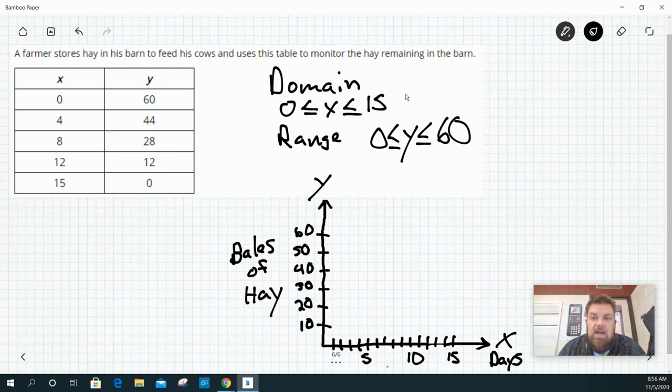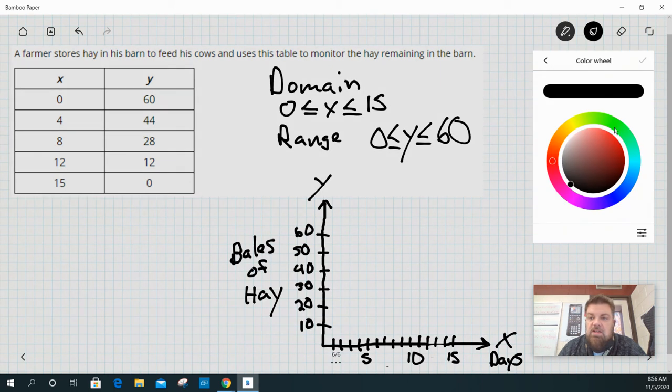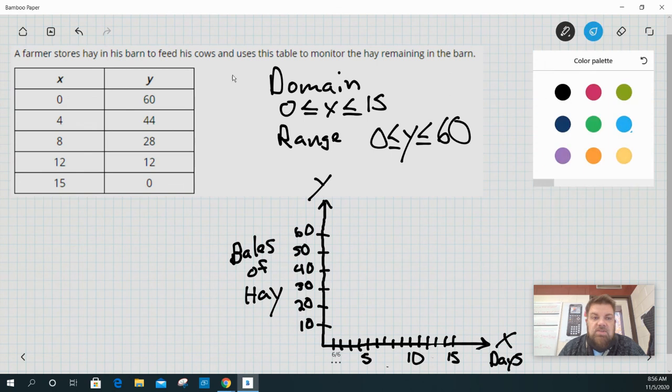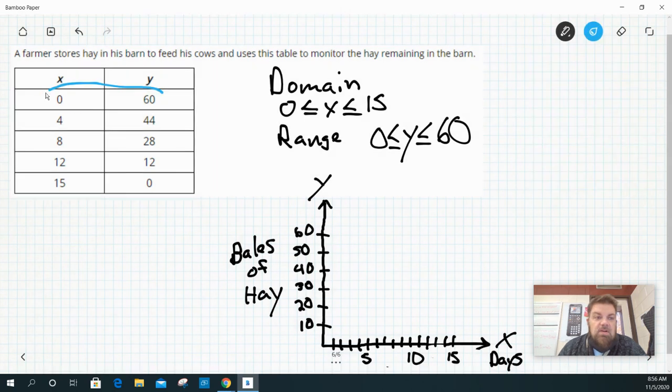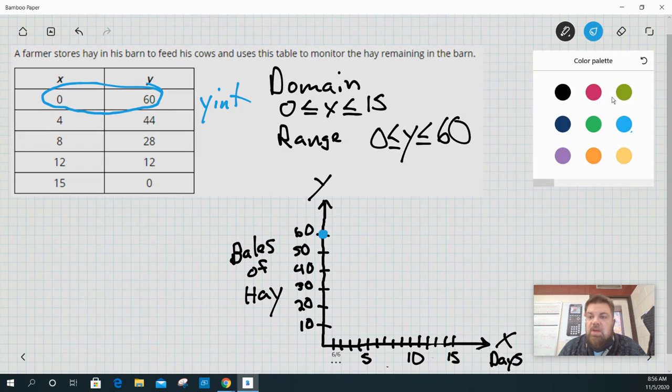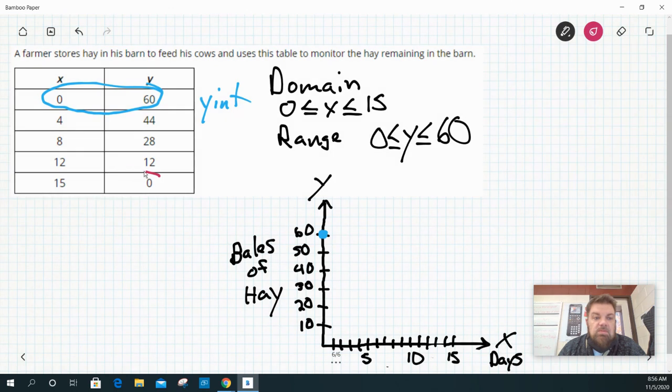Okay. So I can graph any linear function based on the x and y intercept. So when x equals 0, right, when x equals 0, that's my y-intercept. So that occurs at 60. It crosses the y-axis at 60. When y equals 0, that's my x-intercept. In other words, this is going to cross the x-axis right here at 15.